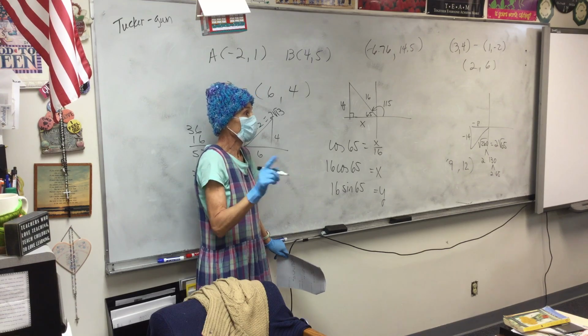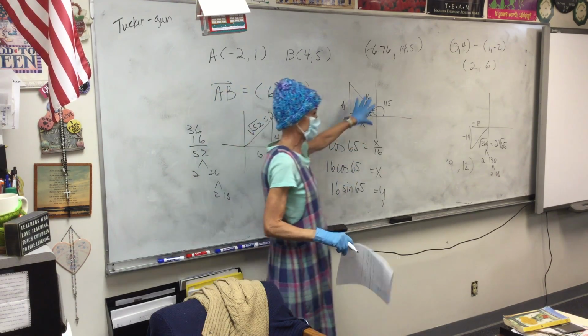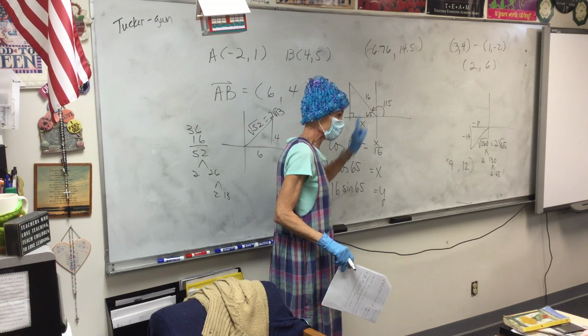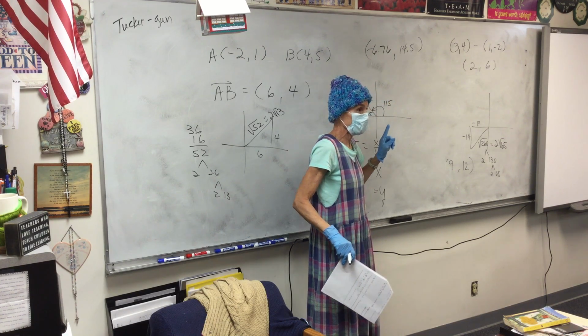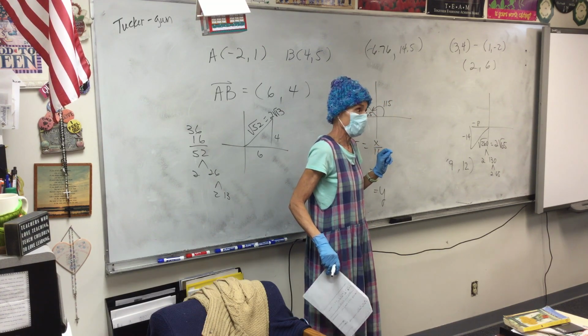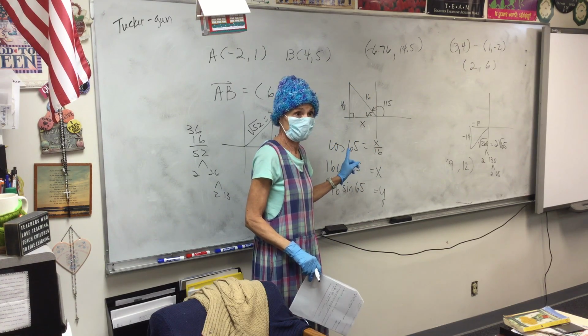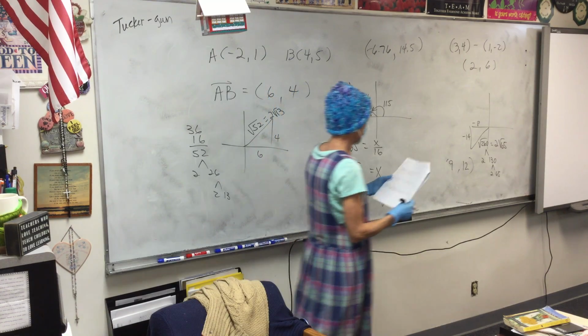Now, on your quiz that you just took, you had a question that looked like this, but it was in quadrant 1. The vector was sticking out here in quadrant 1. So did you have to worry about negatives on your quiz? No. But you might on the test, so pay attention to which quadrant you're in. Okay? All right, number 5.